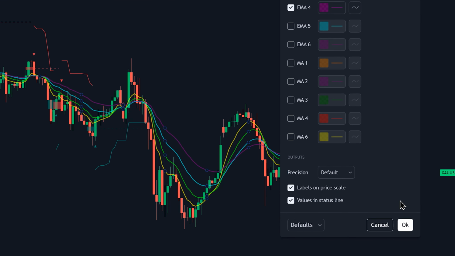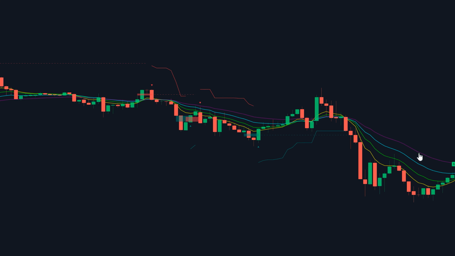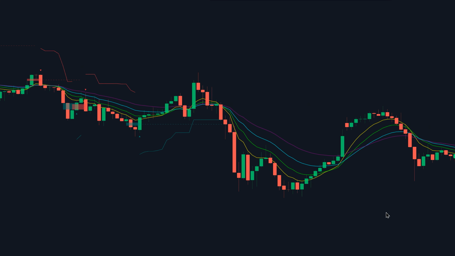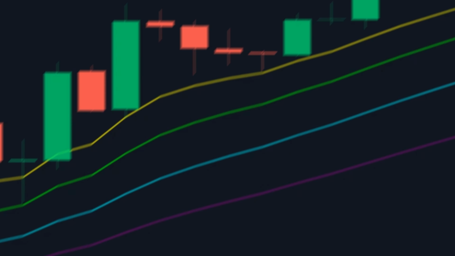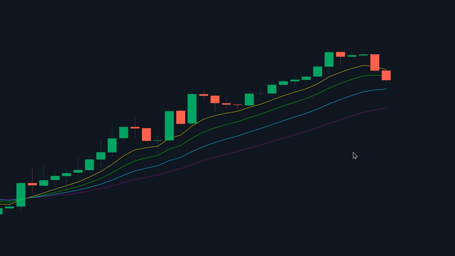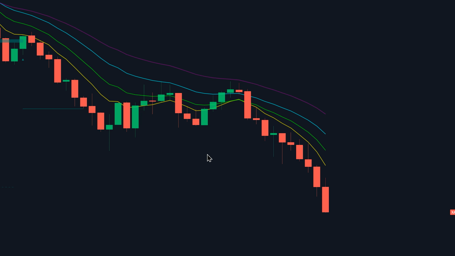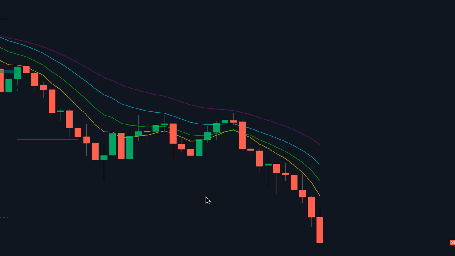After that, click OK. These 4 EMAs can be used to identify the trend based on their alignment with the price consistently trading above or below them. When the EMAs are aligned like this with the price consistently trading above them, it indicates a bullish trend. Whenever this happens, we're only going to be looking to take long positions. Conversely, if the EMAs are aligned like this with the price trading below them, this indicates a bearish trend, and we're only going to be focusing on taking short positions.